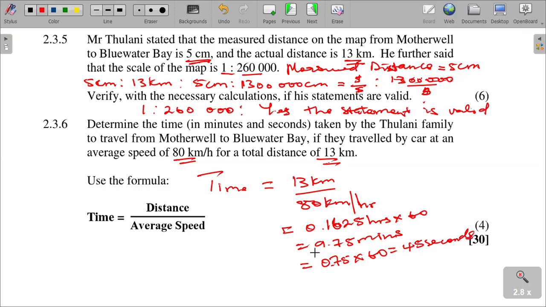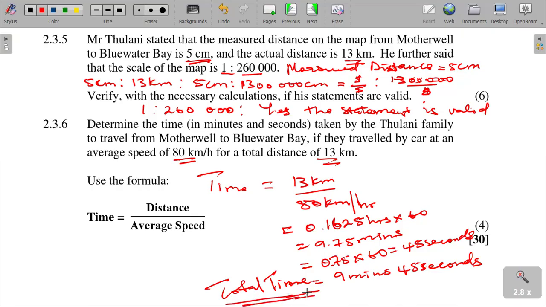You get 45 seconds. So therefore total time is equals to 9 minutes 45 seconds. That is equals to the total time that they will take to travel that distance.